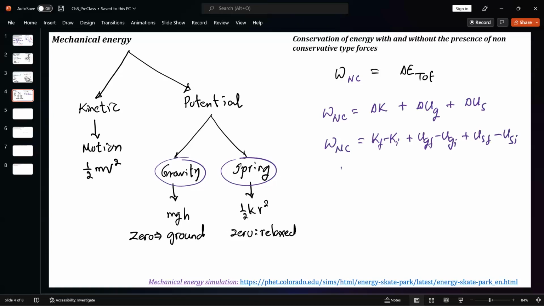Let's consider that non-conservative forces are not visible. Then WNC becomes 0. In such a case, we can say 0 is equal to K final minus K initial plus UG final minus UG initial plus US final minus US initial. Then we can summarize this into total energy: total energy at the initial point is equal to total energy at the final point. Okay, energy has to be conserved somehow. So that's the idea.